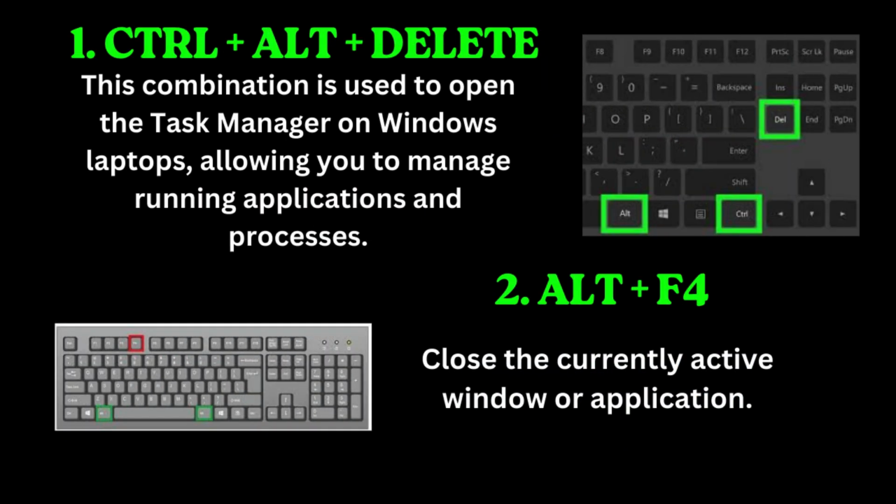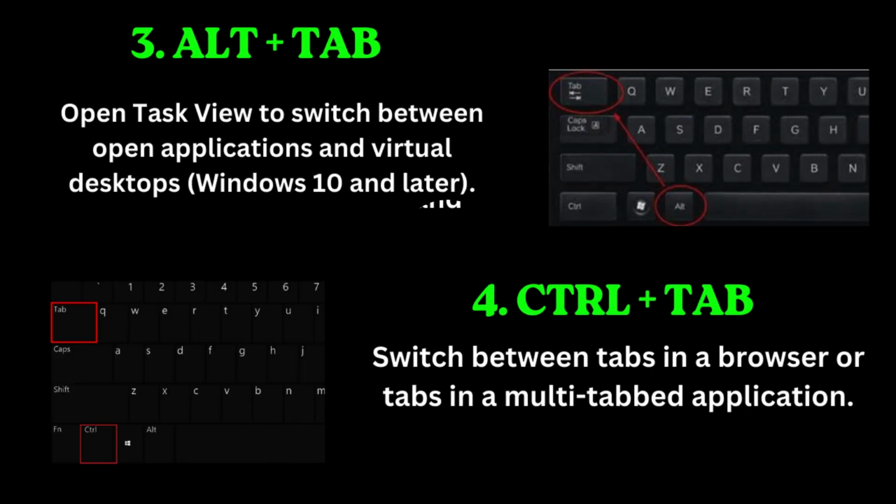1. Ctrl-Alt-Delete. This combination is used to open the Task Manager on Windows laptops, allowing you to manage running applications and processes. 2. Alt F4. Close the currently active window or application. 3. Alt-Tab. Open Task View to switch between open applications and virtual desktops, Windows 10 and later.